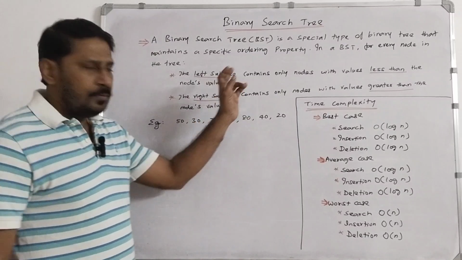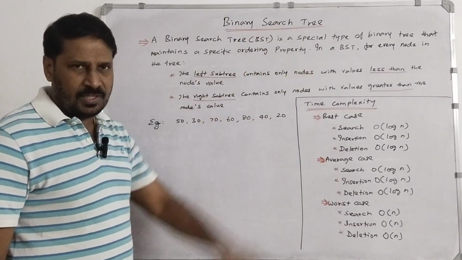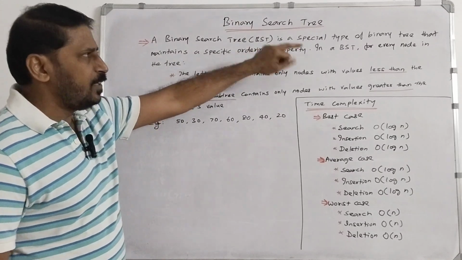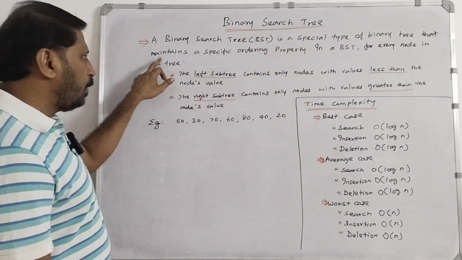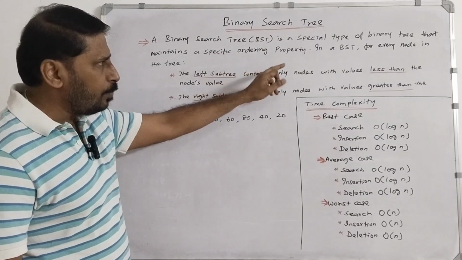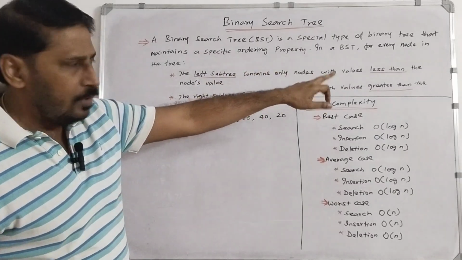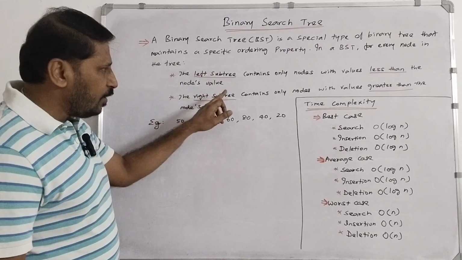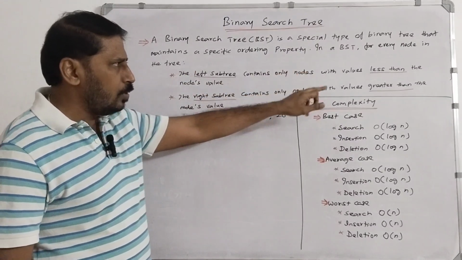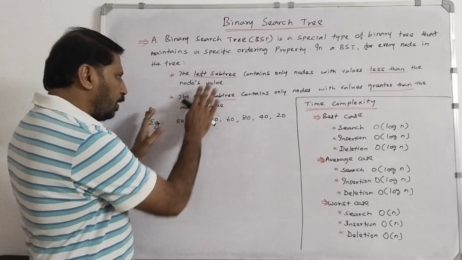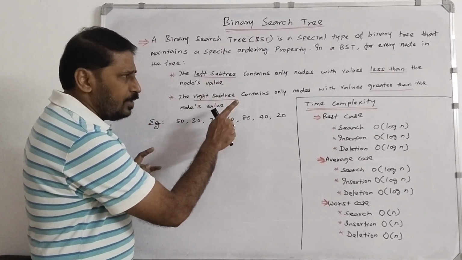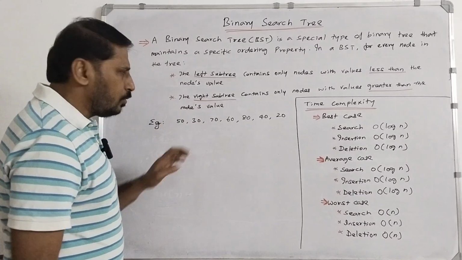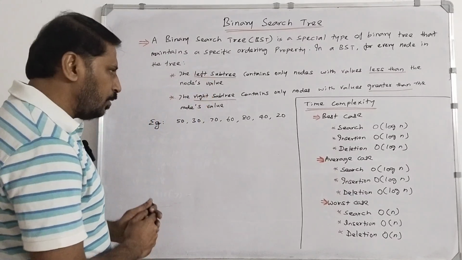So in today's video, we are going to see binary search tree, which is nothing but BST. BST is a special type of binary tree that maintains a specific ordering property. In a BST, for every node in a tree, the left subtree contains only nodes with value less than the node value, and the right subtree contains only nodes with value greater than the node value. So these two are very important.